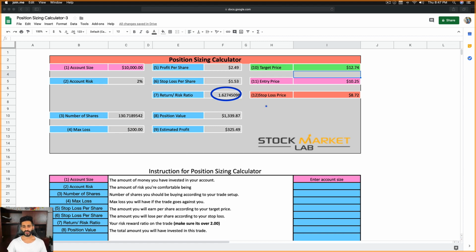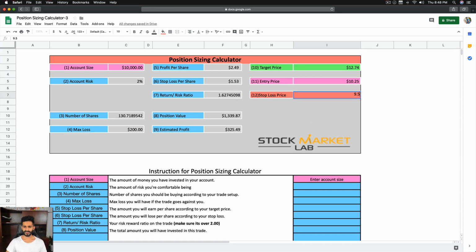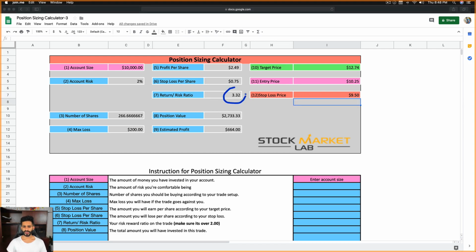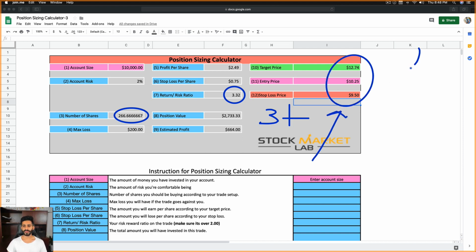I want to have at least 2 to 1. I want to be making 2x more than my potential loss. So keep that in mind. Now, what you guys are not going to do is say, well, you know what? Let me move up my stop loss to 950. If I move up my stop loss to 950, my reward to risk ratio gets over 2. It is now 3+, which is good. I can even buy more shares. That's even better. Do not make up these numbers, guys. Take these numbers from a chart and then plug them in.